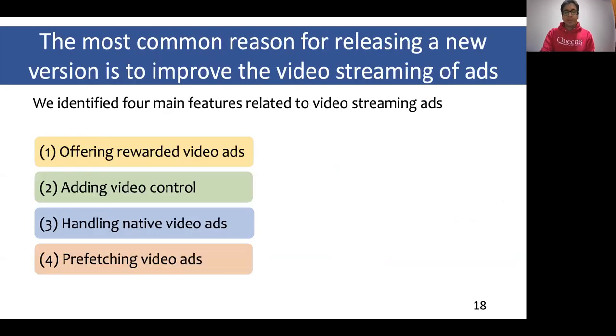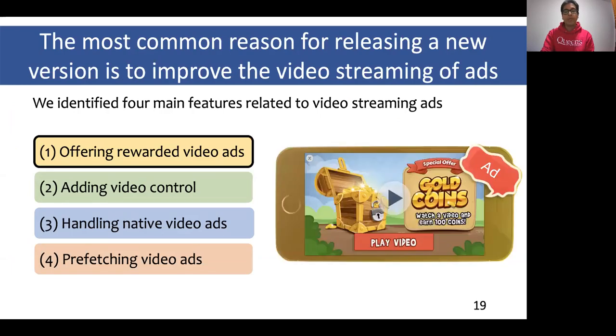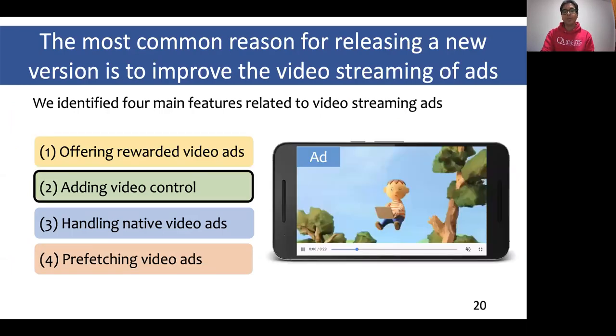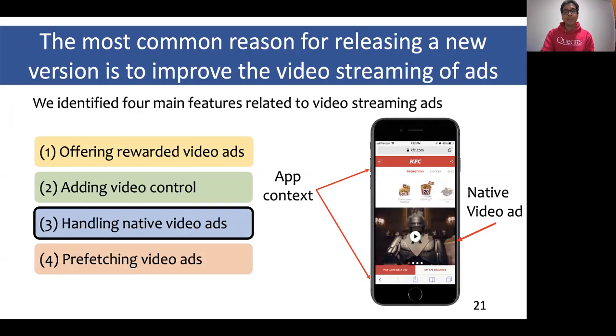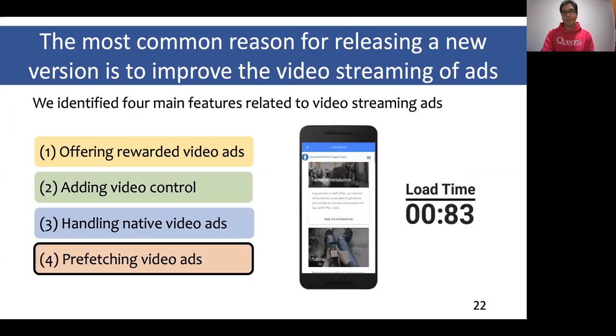We also observed that video streaming ads is the main reason for releasing a new version. We identify 4 main features related to video streaming ads. For example, they offer rewarded video ads. They also improve the video control, for example, start and stop of these displayed ads. They also improve the displayed ads so that they have the same look and feel of the app context, and they improve the prefetching of the ad so that it can reduce the load time.